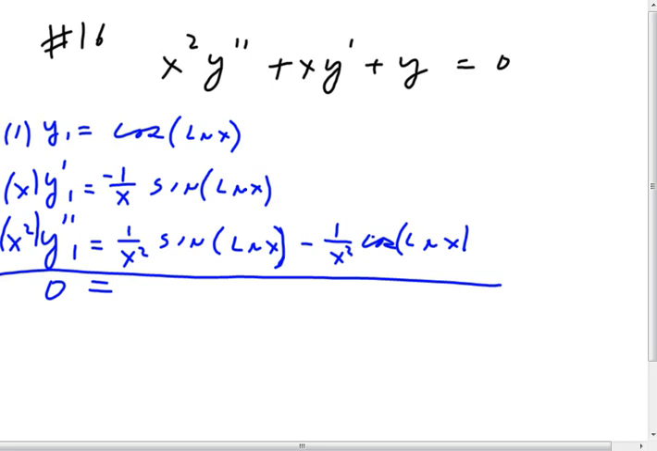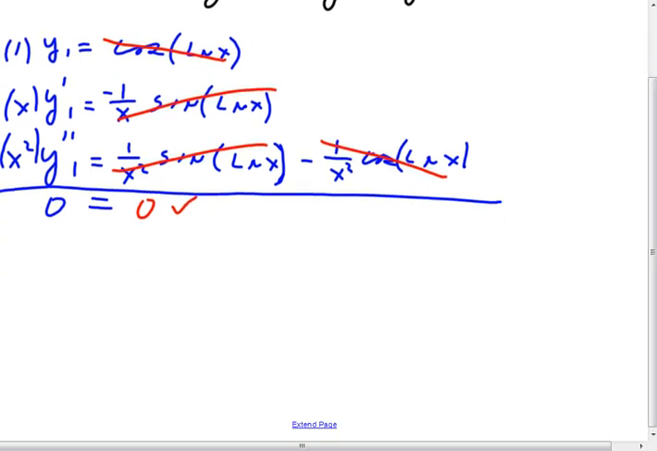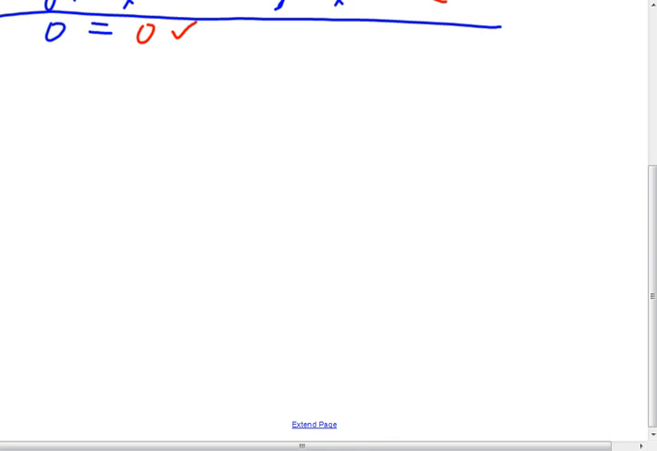Okay, so I got a cosine there. I got a minus cosine there. I got a sine here, and I got a minus sine there. So 0 is equal to 0. That is, in fact, a solution to the differential equation. So given the ability to go and find those derivatives.